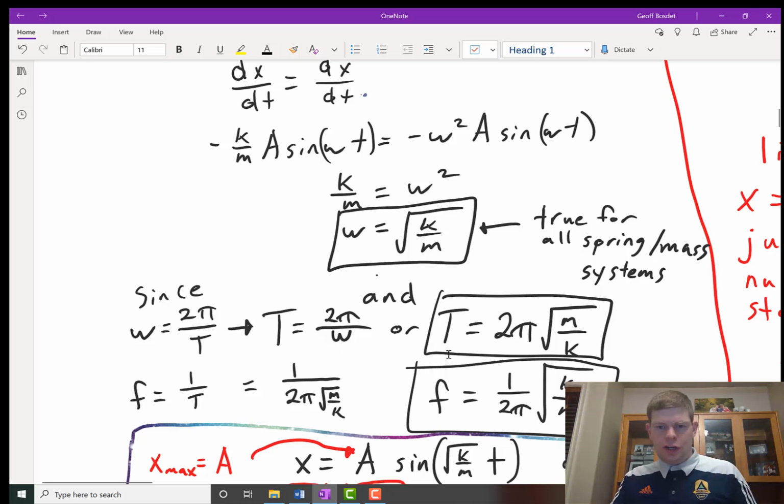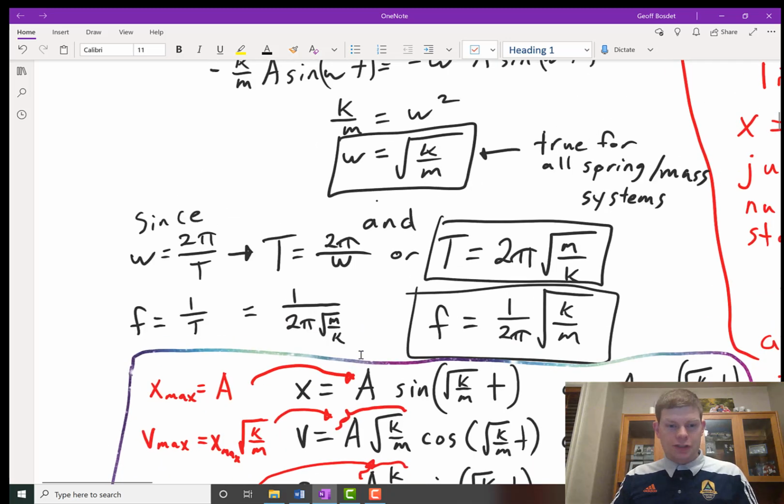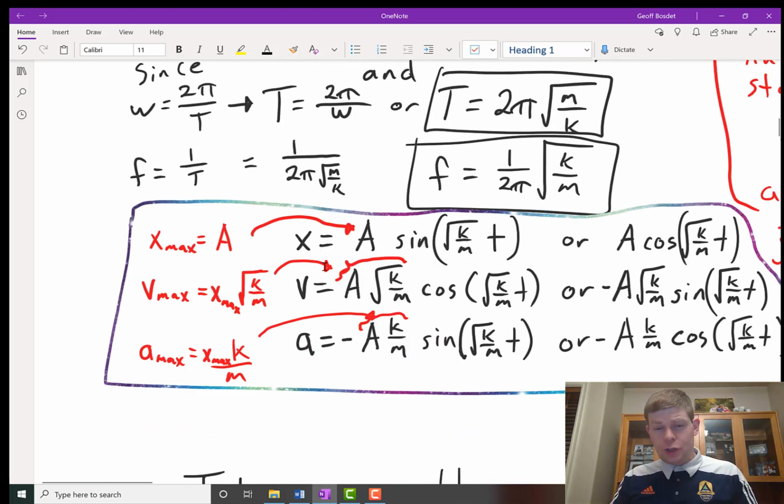Just sub this in right here, and you'll find this lovely formula, which is also on your formula sheets, which is useful. You might also need to solve for frequency sometime, and if you remember, frequency is just 1 divided by the period. So if we do 1 divided by our formula for period, we end up with this lovely guy, which is the same thing but flipped. And that's it. There's a couple other things we can do to find our max displacement, our max velocity, and our max acceleration.